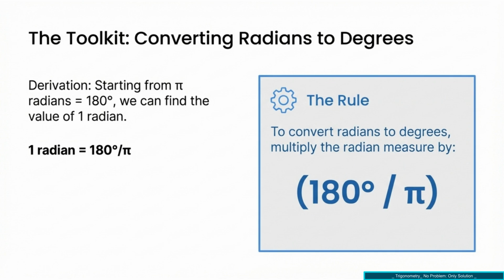To convert radians to degrees, we can derive the conversion factor. Starting from pi radians equals 180 degrees, 1 radian equals 180 degrees over pi. So multiply the radian measure by 180 degrees over pi.